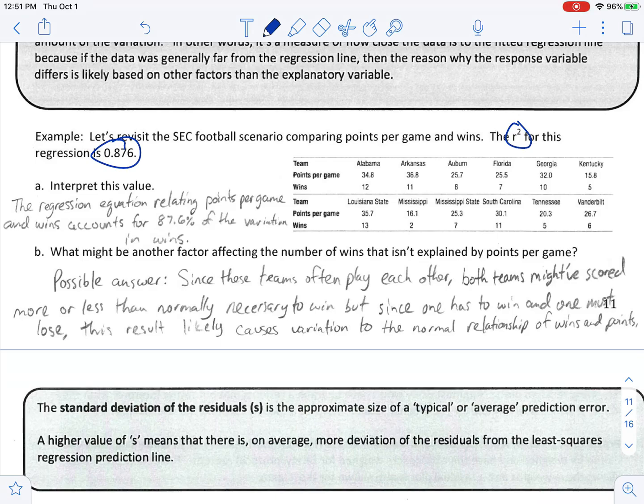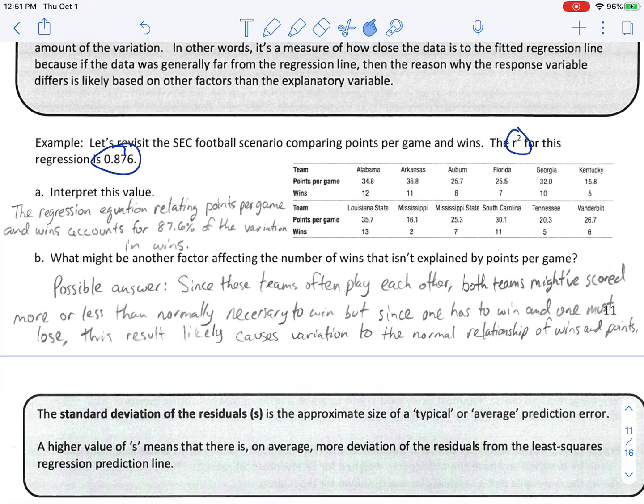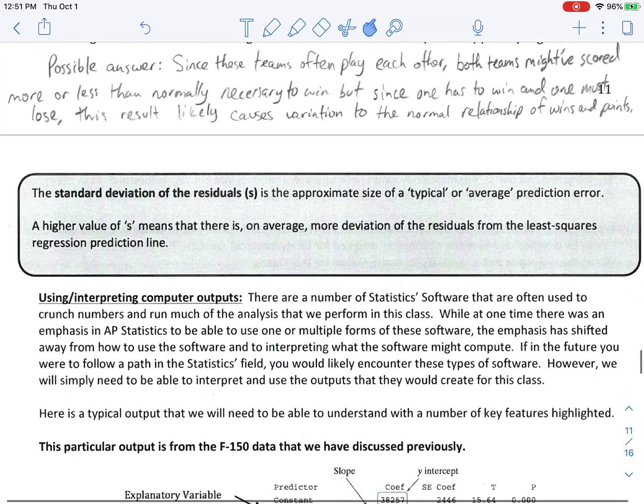What might be another factor affecting the number of wins? Again, I've mentioned this a couple times. The defense, maybe. A lot of these teams are playing each other, so they could both score a lot of points, but one has to win, right? There's any number of things that could go into that, okay? All right, that's tricky. We'll get there. Just keep at it, okay?